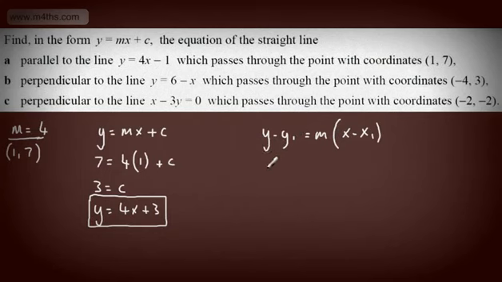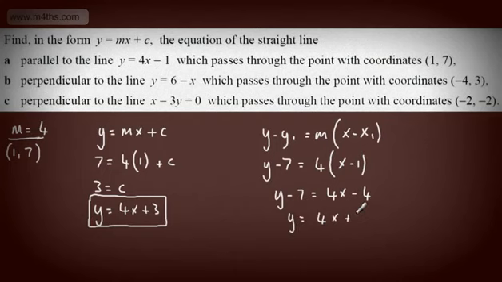So in this particular case, we would have y minus 7 is equal to now 4, which is a gradient, which we've got here, and then we'd have now x minus 1. So what we'd have now is y minus 7 is equal to 4x minus 4, and then we'd simply add the 7 to both sides. So y is equal to 4x plus 3. So that's the parallel line through the point right here.